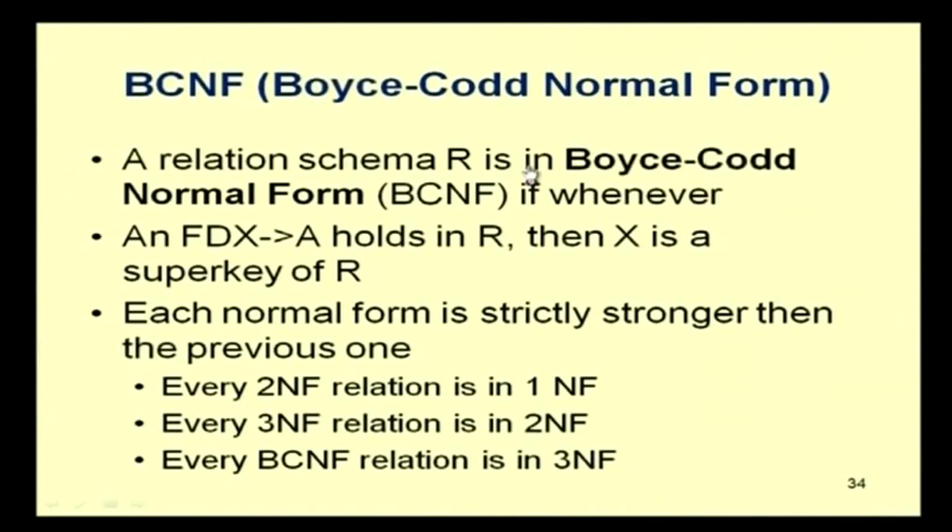A relation schema R is in Boyce-Codd normal form if whenever a functional dependency X goes to A holds in R, then X is a super key. Each normal form is strictly stronger than the previous one, as I have already discussed. Second normal form is in first, third is in second, and BCNF is in third. So the order is first, second, third and BCNF.